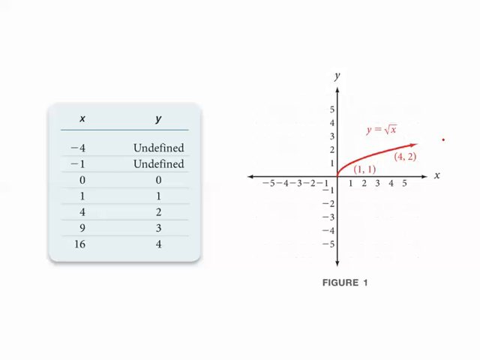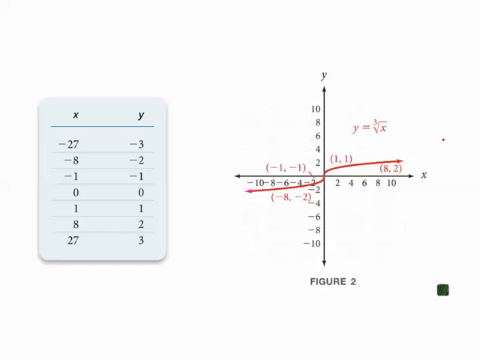Okay, what does the graph of the cube root look like? Again, plugging in perfect cubes this time. So negative 27, cube root of negative 27 is negative 3, cube root of negative 8 is negative 2, cube root of negative 1 is negative 1. And again, notice the cube root function is a little bit different.